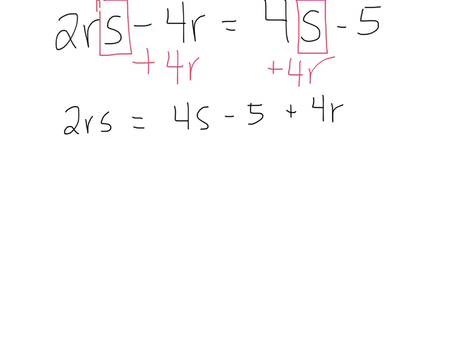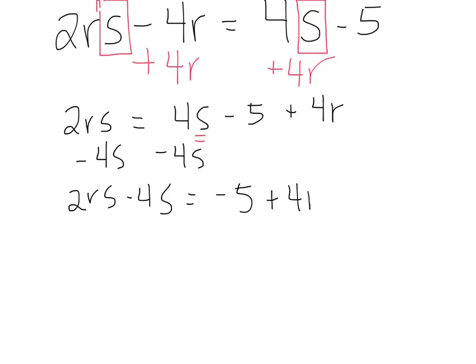The next thing I need to do is get rid of the s that's on this side. I need to move it to the other side so I can factor. I'm going to subtract 4s from both sides. So my new equation is 2rs minus 4s equals negative 5 plus 4r. So now I can factor. Now that my s terms are on one side, I can factor the s out of both terms. So I'm left with s parentheses 2r minus 4 equals negative 5 plus 4r.